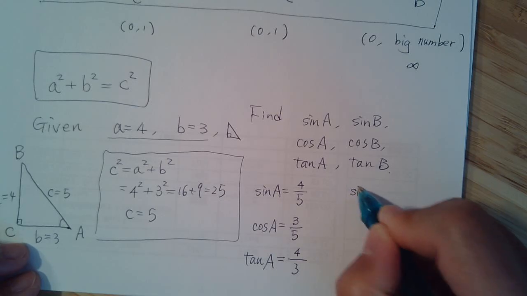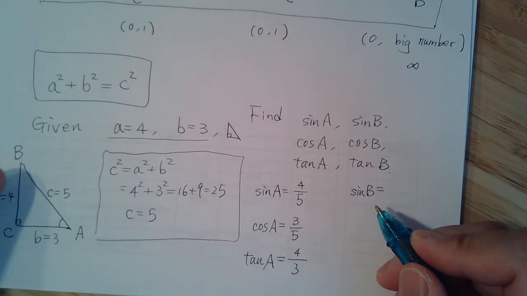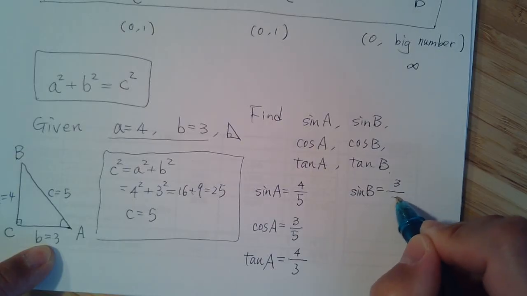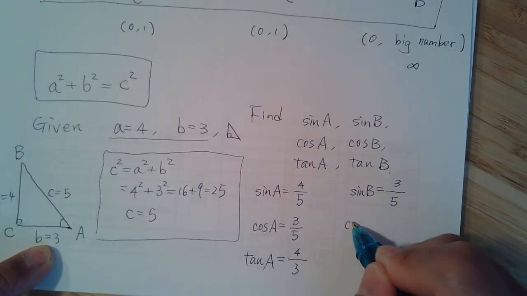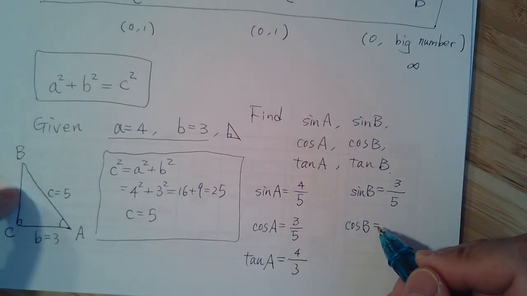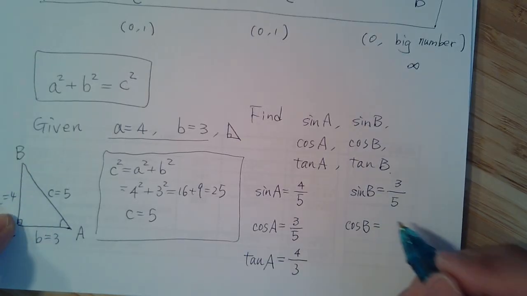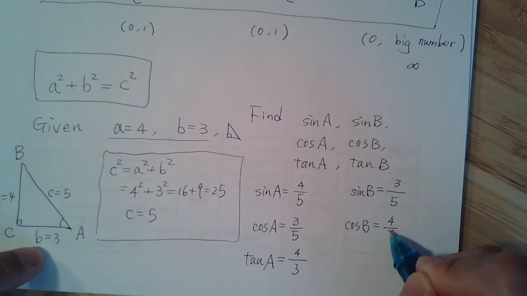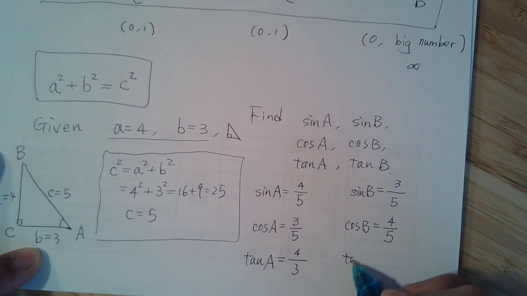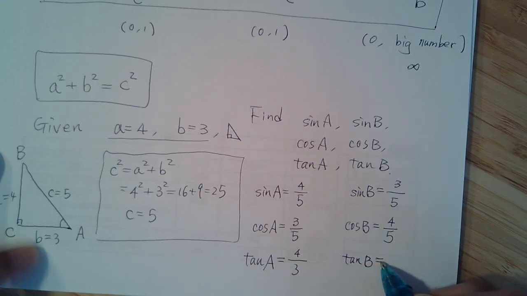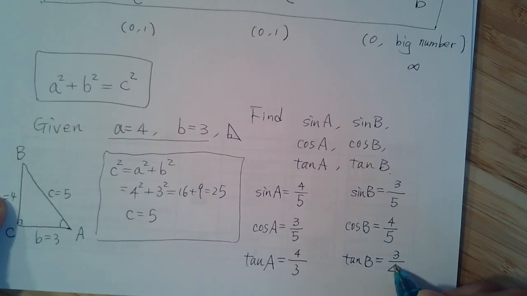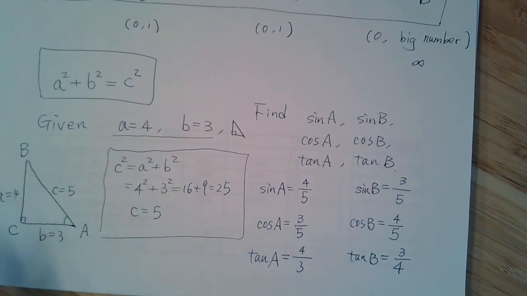Now, let me do B. Sine B. B is here. Opposite for sine, that's opposite, 3 over long. Cosine B is going to be the neighbor, or the short leg neighbor side, which is 4 over long. Okay, it's always the short over long. And then tangent B is going to be opposite over adjacent. There we go. You're done.